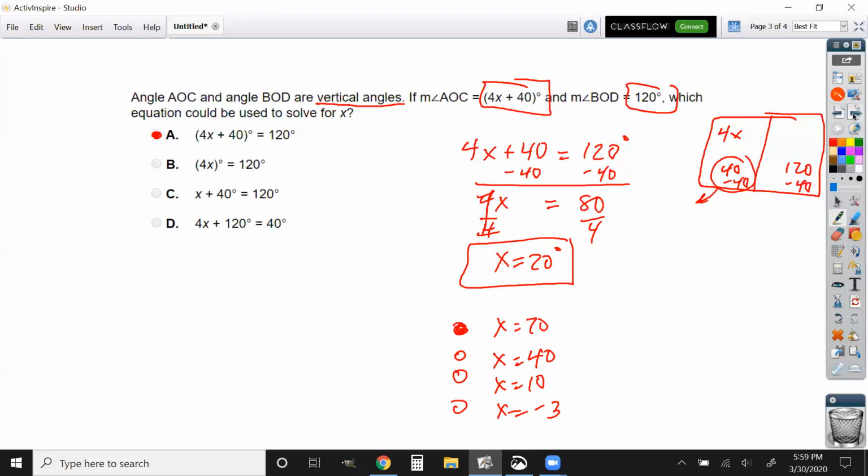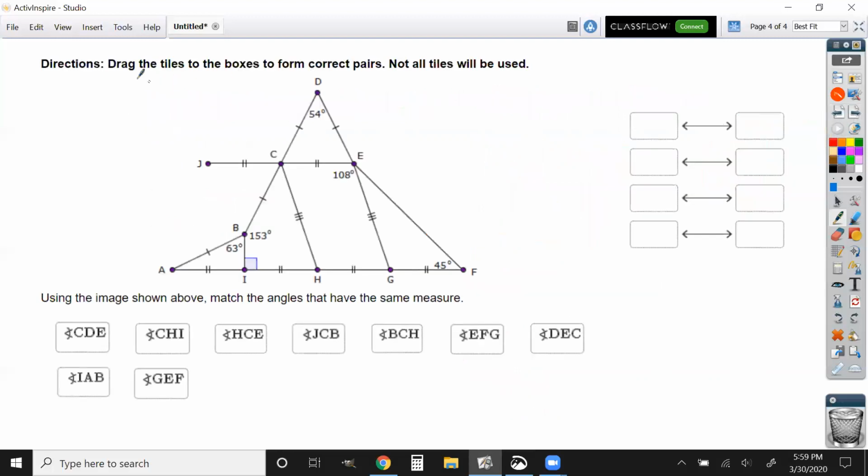And my last problem is a scary one. Directions. Drag the tiles to the boxes to form correct pairs. Not all tiles will be used. And here's the subdirections. Use the image shown above. Match the angles that have the same measure. Oh my gosh, there's angles everywhere. Here's an angle here, there's one here, there's one there, here's another one. We have a lot of work to do.